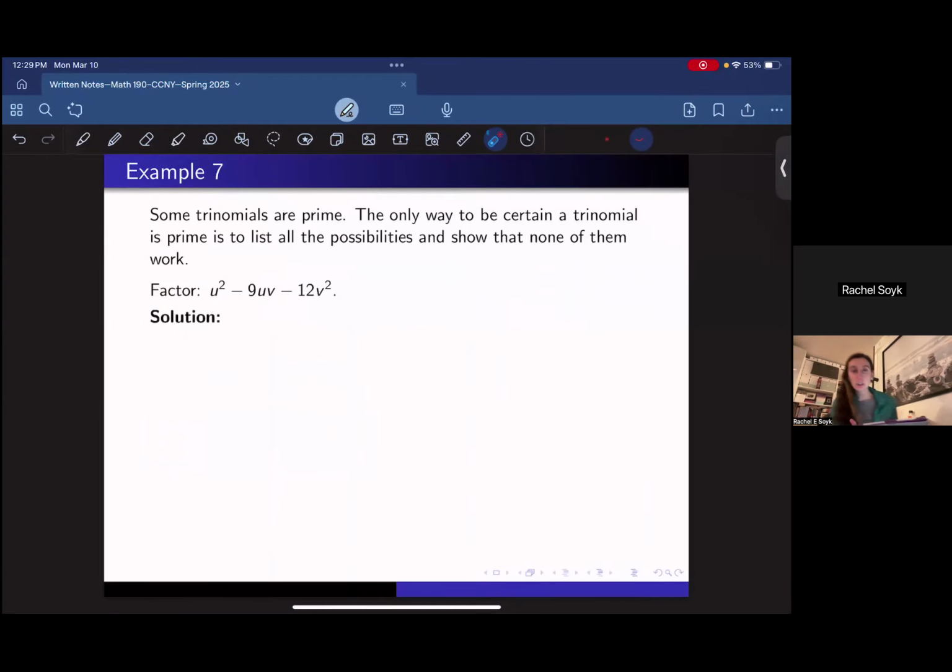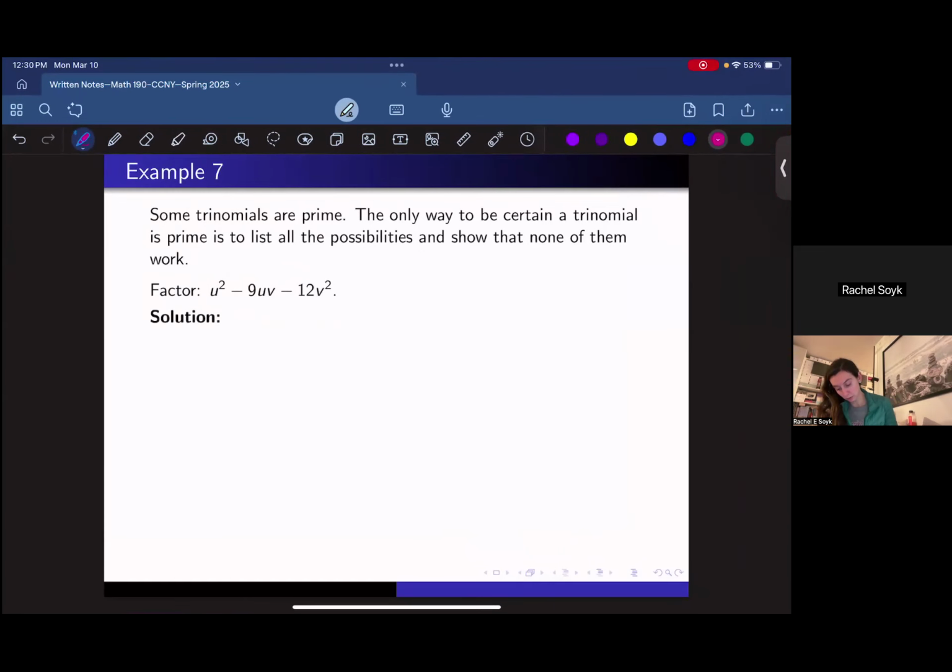Right, we have another little notes part at the top, and then we can jump into example 7. This is just saying that some trinomials are prime, meaning that once we list all of the factor pair possibilities and we show that none of them work, then we conclude that we cannot factor this efficiently. And so let's go ahead and try this in this example now.